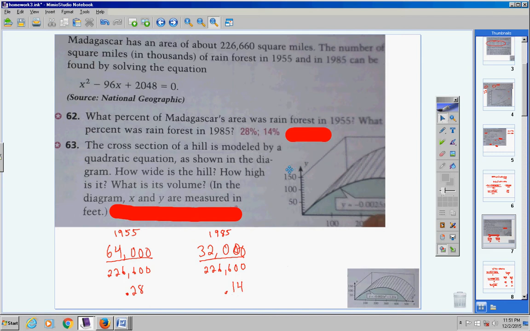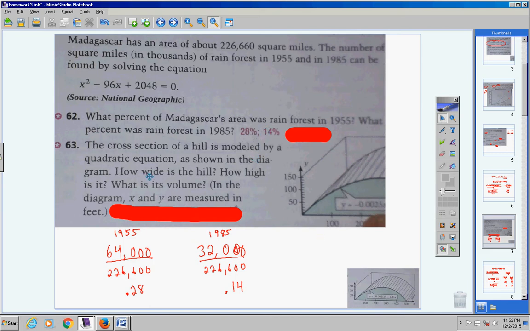Okay. So those are the percentages. That's how much of Madagascar is the rainforest, okay? 28% of Madagascar is rainforest. Now it's down to 14%, okay?